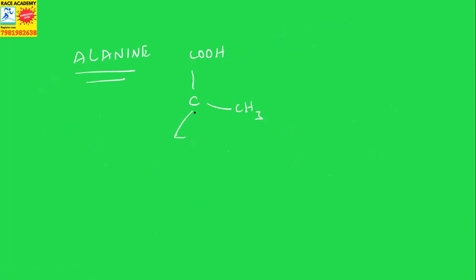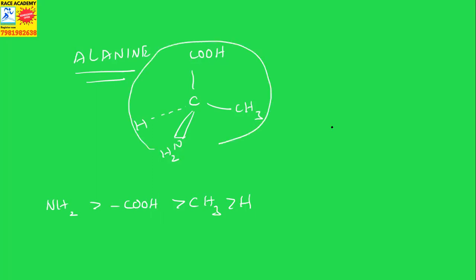One amino group is also attached, as it is an amino acid. Another one is hydrogen. In this, if you see the priority, NH2 is greater than COOH, which is greater than CH3, which is greater than H. That means in this way you will go according to this R configuration in alanine like this.